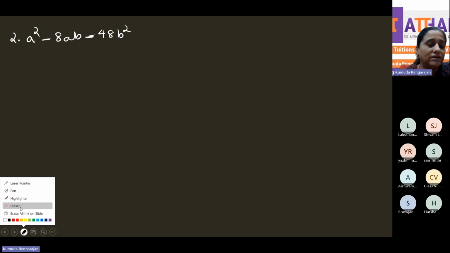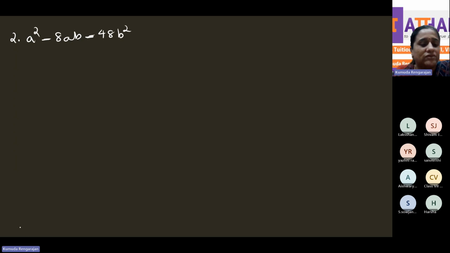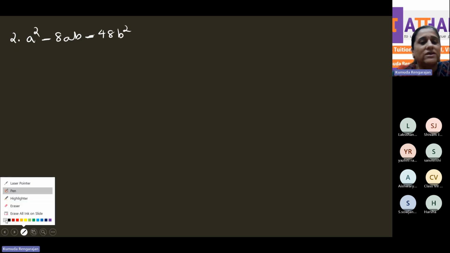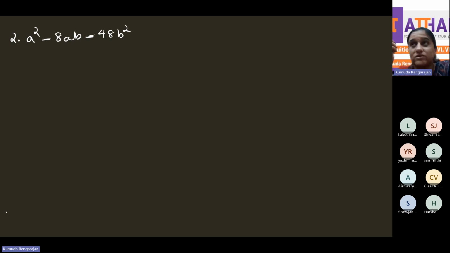You cannot use identity, and additionally 48 is not a perfect square, but that also is not a concern actually. Let's not go to that now. So for you, the signs don't match. It's plus minus minus, so you cannot use the identity. So we have to split the middle term. So we have to factorize by splitting the middle term.